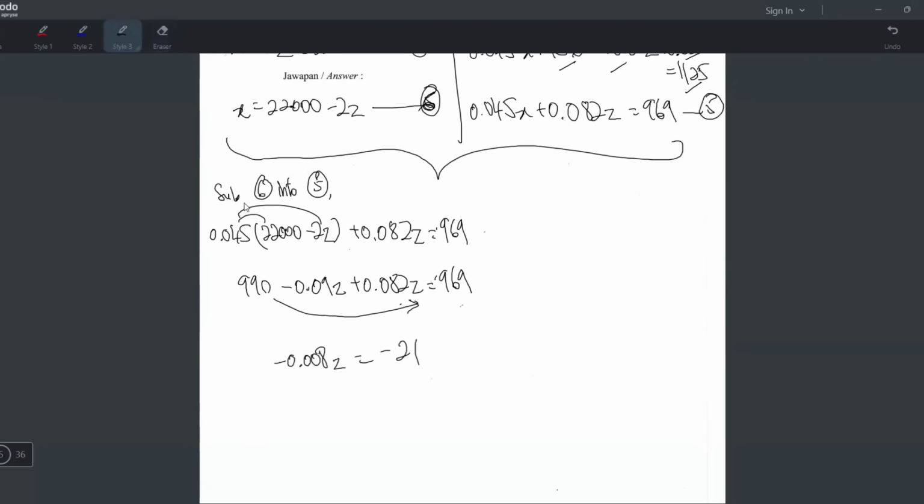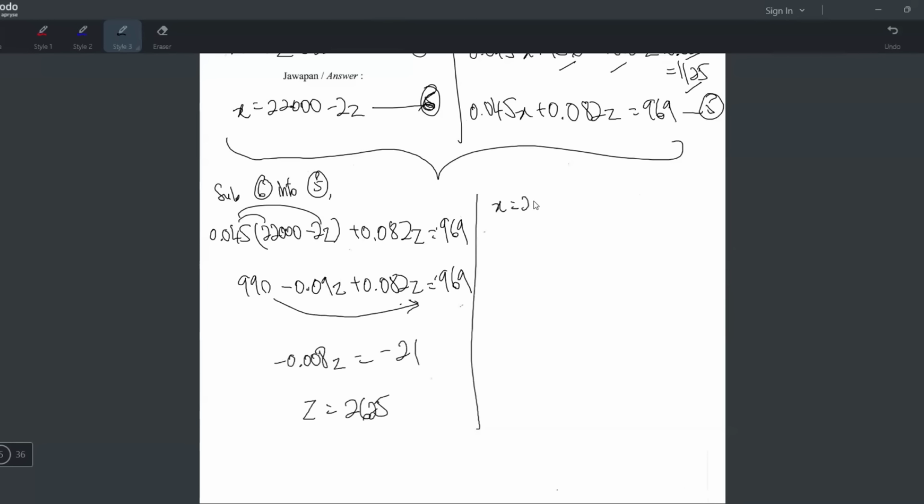Now I can find for Z. So I'll just press negative 21, divide negative 0.008. Okay, negative divided by negative is positive. And then 21 divided by that, the answer is 2625. Okay, and it's positive. Okay, 2625. Okay, now after finding Z, I can find my X. Yeah, just sub into here.